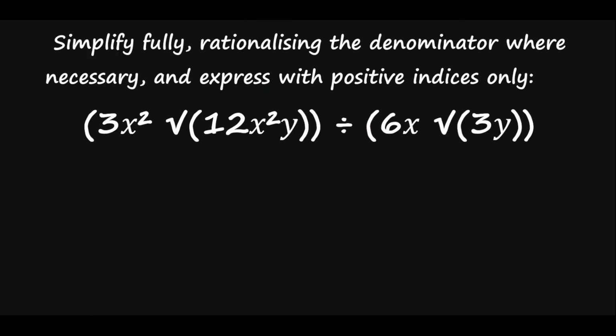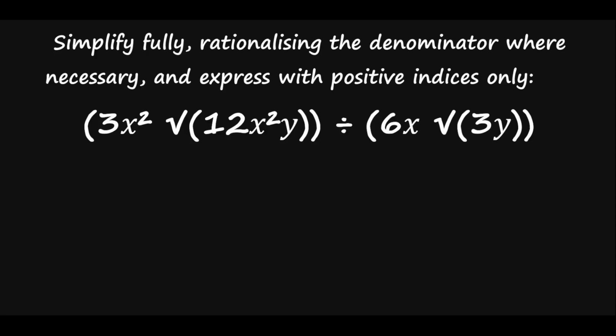Now look at this one, definitely more difficult than all the ones we've done before. It says simplify fully, rationalizing the denominator where necessary, and also express with positive indices only. So just like we've been doing since, this divided by belongs to everything in the bracket. So we are going to assign it to all the terms and even members of the terms one by one. Let us do that now.